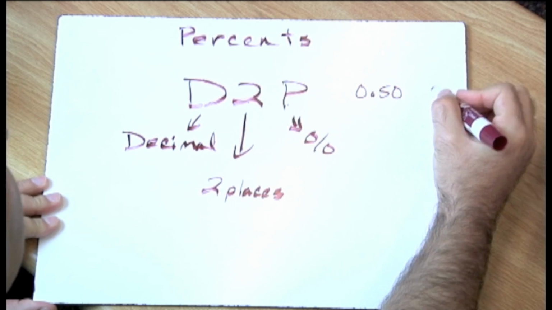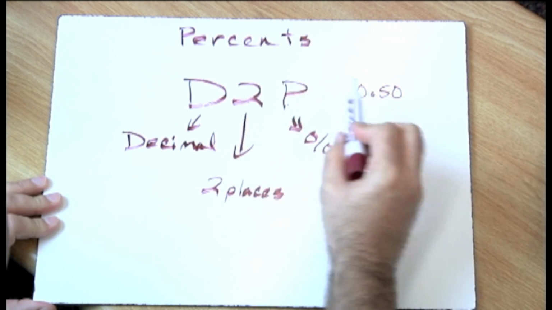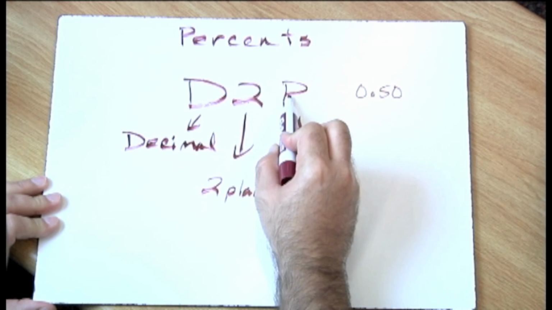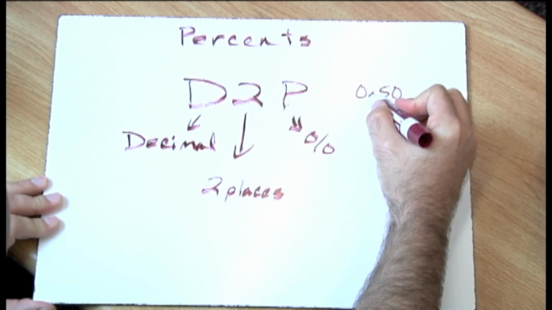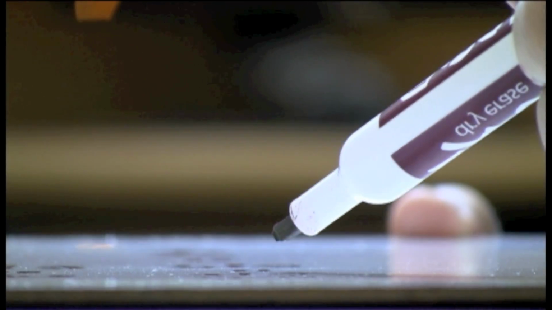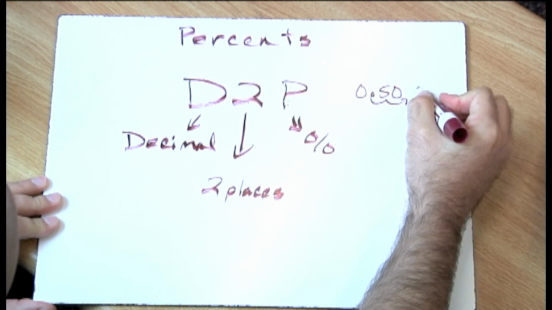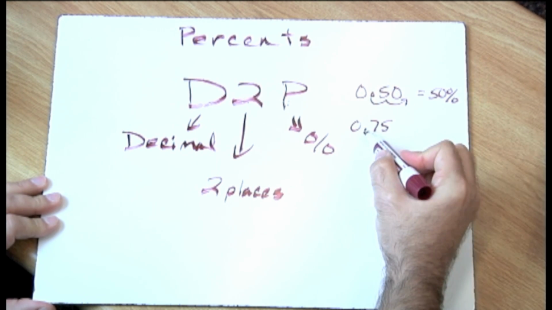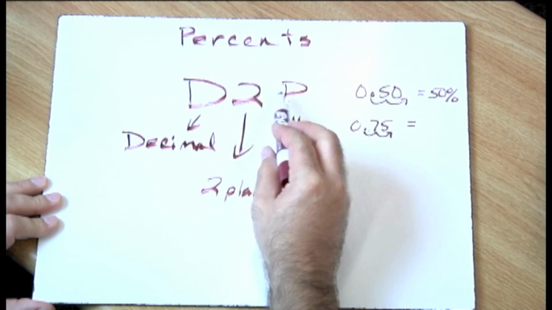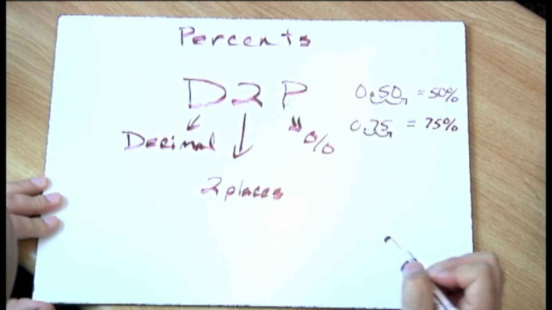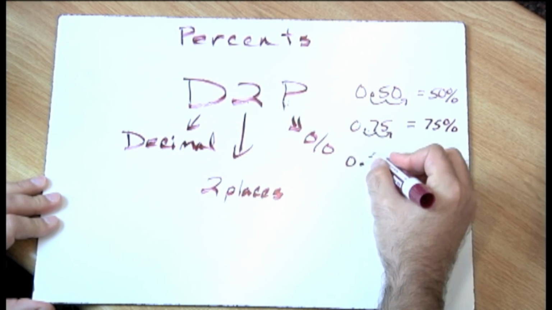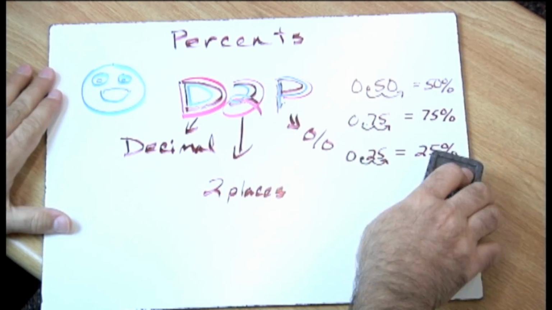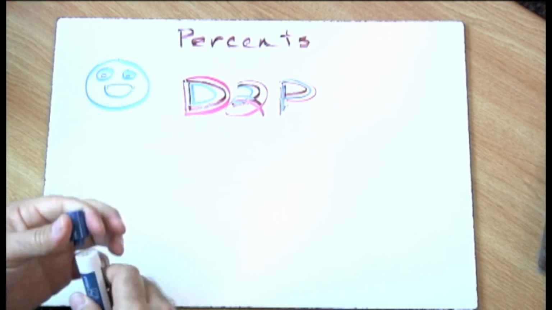Here we have 50 hundredths, or 0.50. We want to take this decimal and convert it to a percent. What do we do? Well, you follow the diagram. You move 2 places to the right. And when that dot travels, you're left with 50%. Now, 0.75 or 75 hundredths, you're moving 2 places to the right. 75% is the percentage equivalent. 0.25 or 25 hundredths will translate to 25%.